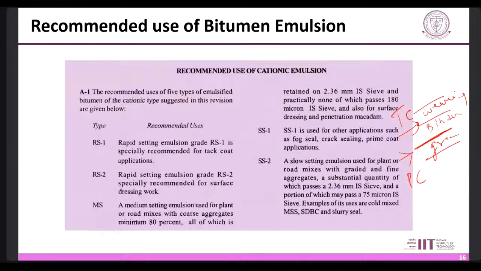For SS2 based emulsion, it is recommended for graded and fine aggregate road type mixes. Examples of its use are basically the cold mix, MSS, HDBC, and slurry seal.